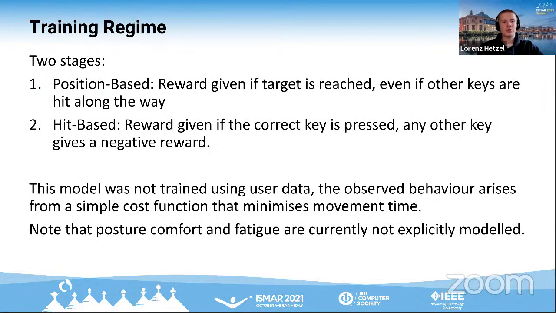And then once that converges, we switch over to a hit-based reward where we actually only give the positive reward if the correct key is pressed. And if any other key is hit along the way, the model gets a negative reward.